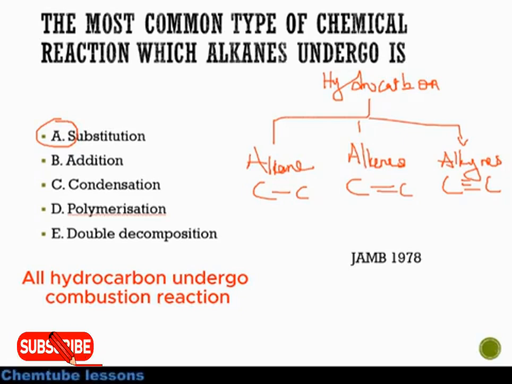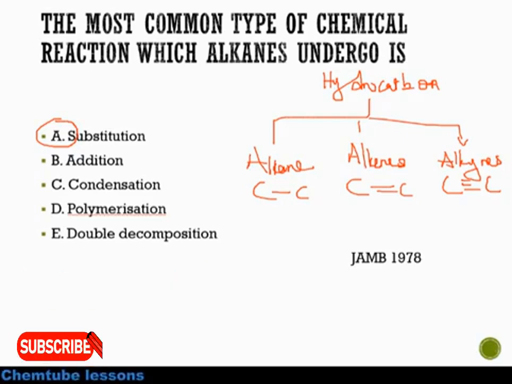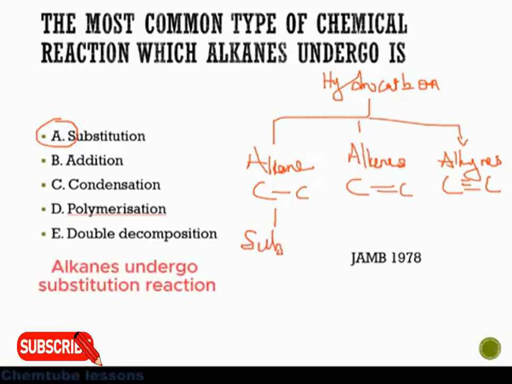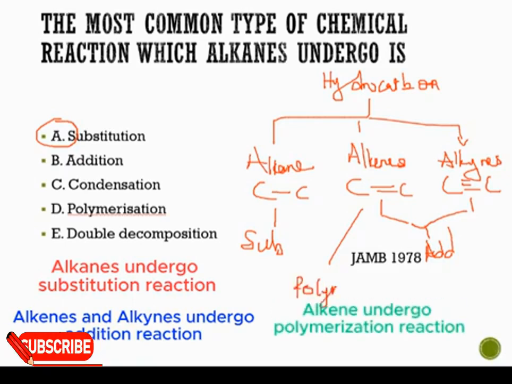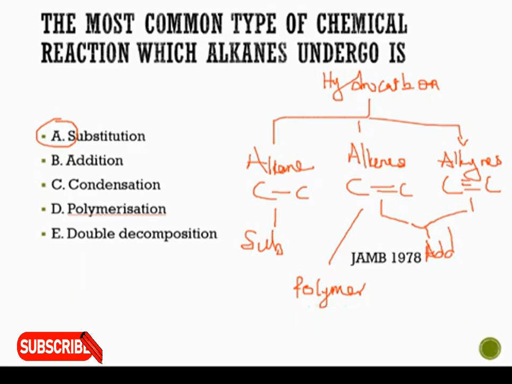Now, there are some reactions that are unique or peculiar to each of these. For the alkanes, it's a substitution reaction. For the alkenes and the alkynes, both of them undergo addition reaction. But the reaction peculiar to the alkene is polymerization. They undergo polymerization. That means they form polymers. So that's for that.